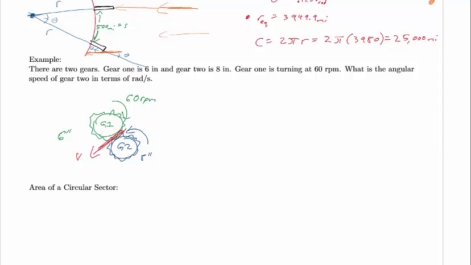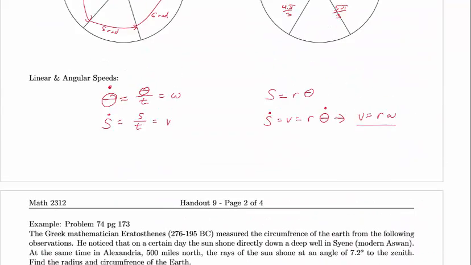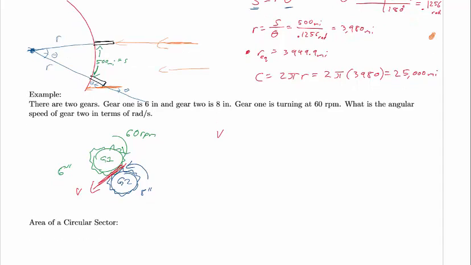So our velocity, if you'll look up, we already have the equation over here. It's the radius times the angular velocity. And that's going to be true of both of them. So since they both have the same velocity at that point, we'll just say the radius of gear 1 times the angular velocity of gear 1 equals the radius of gear 2 times the angular velocity of gear 2.